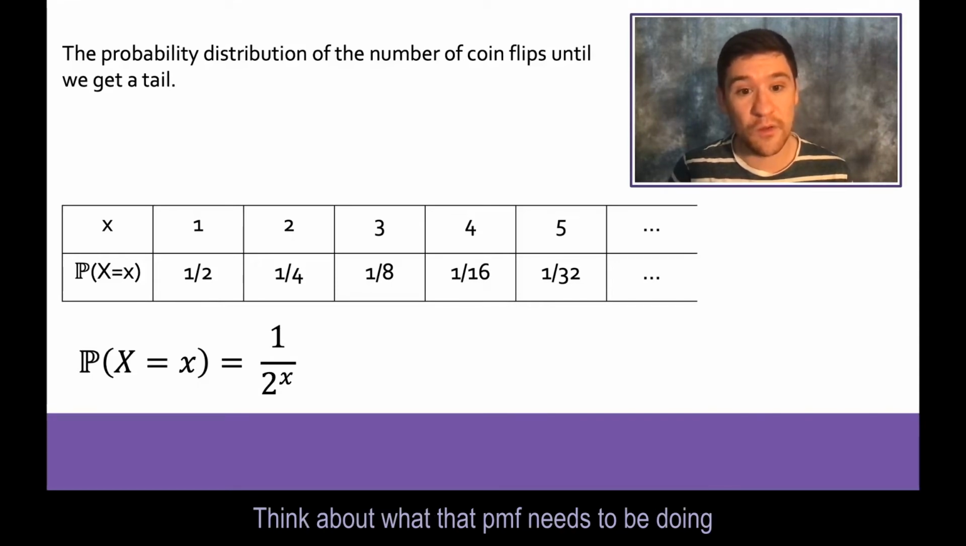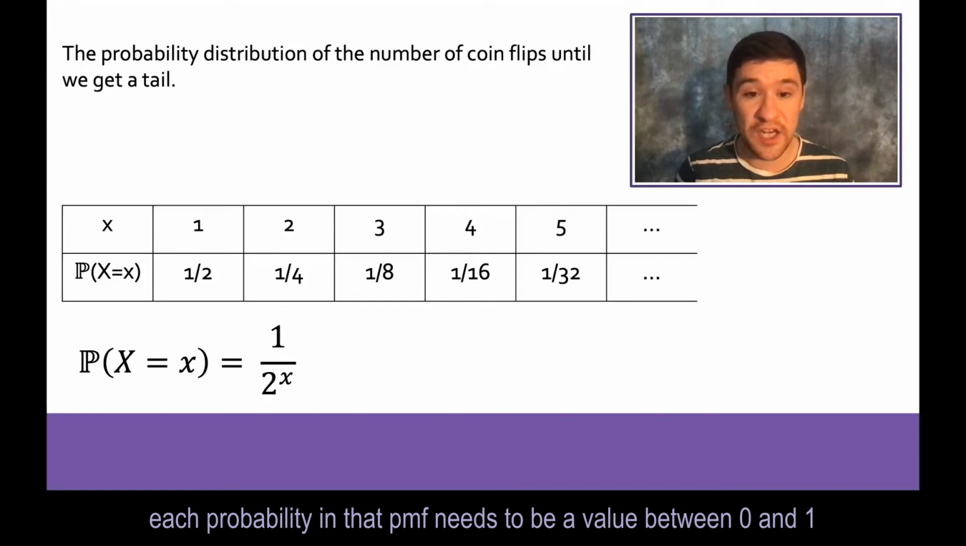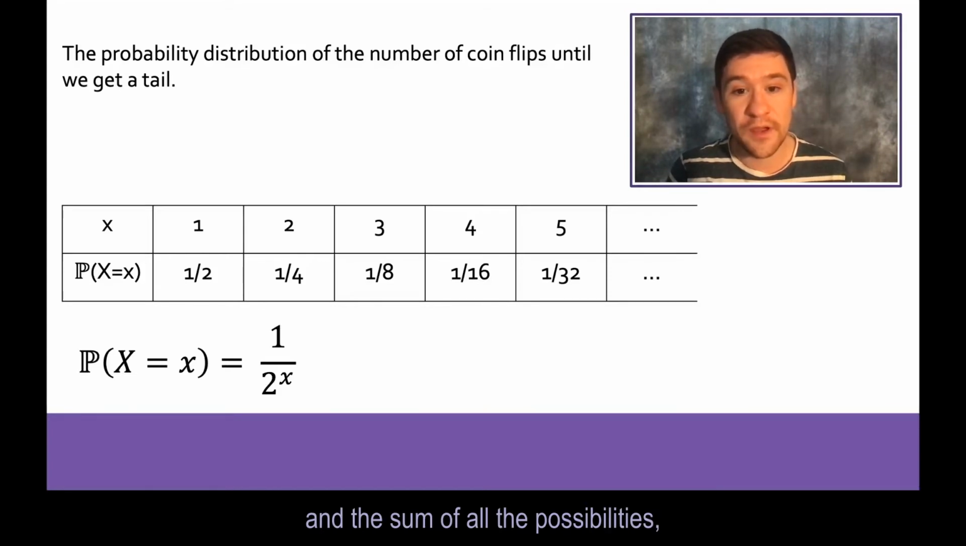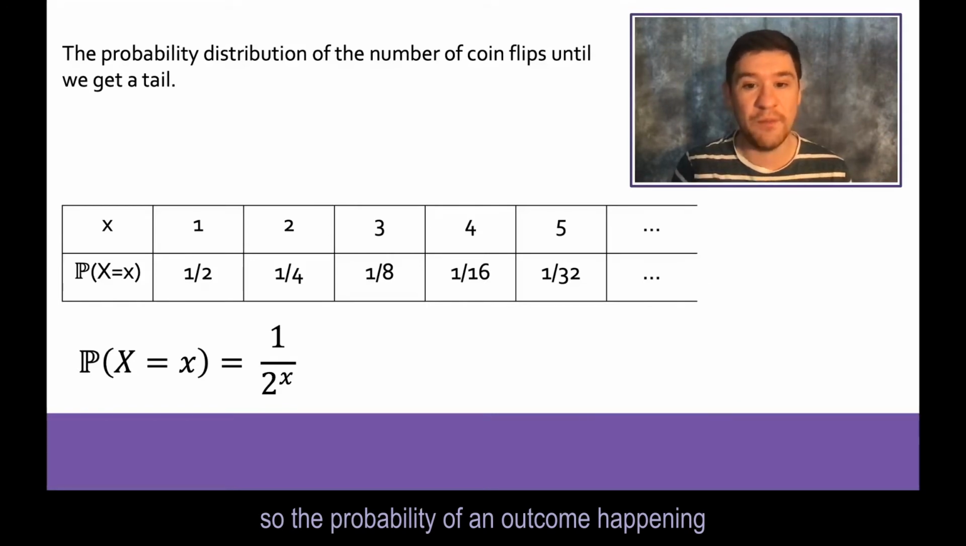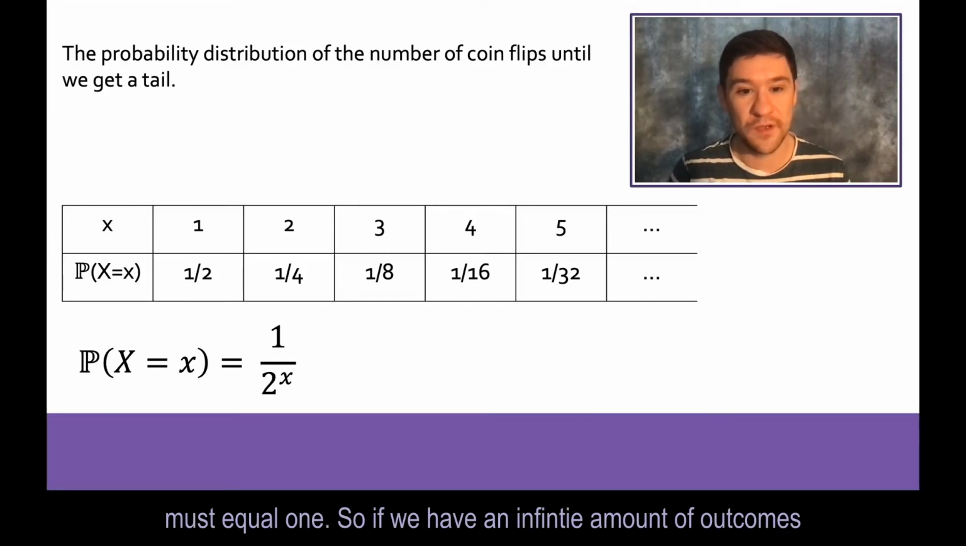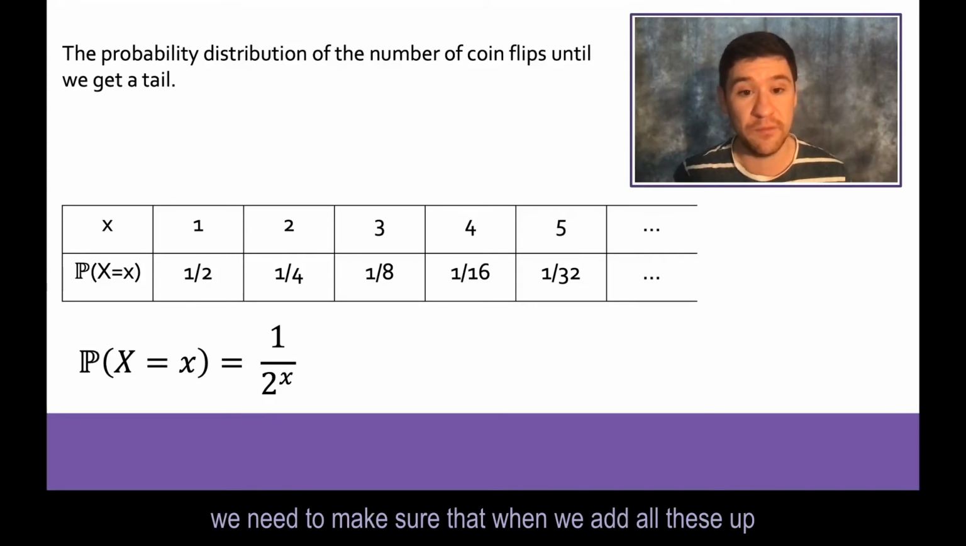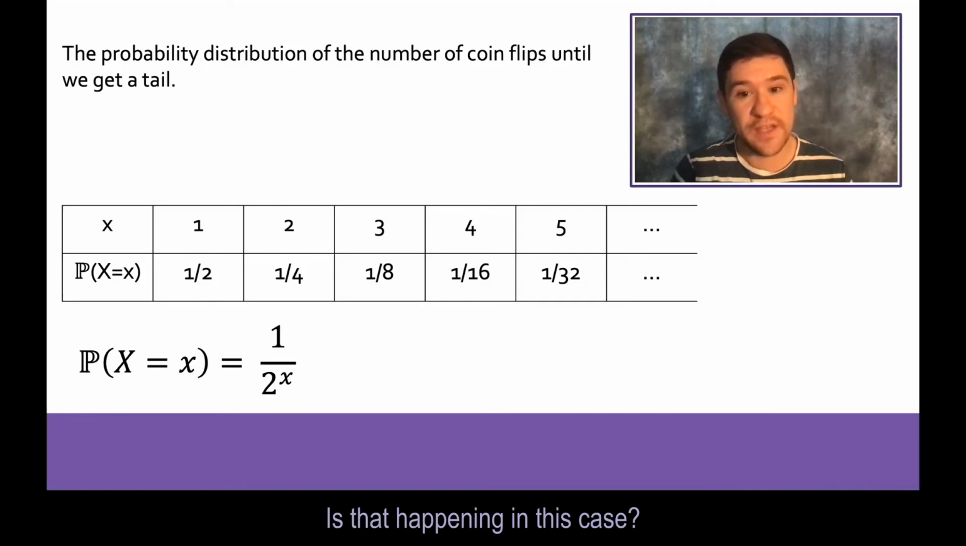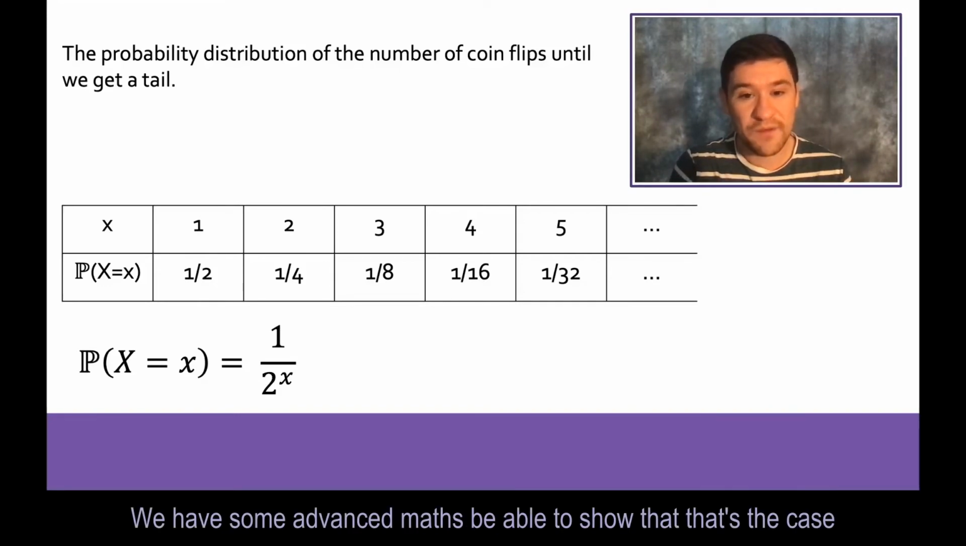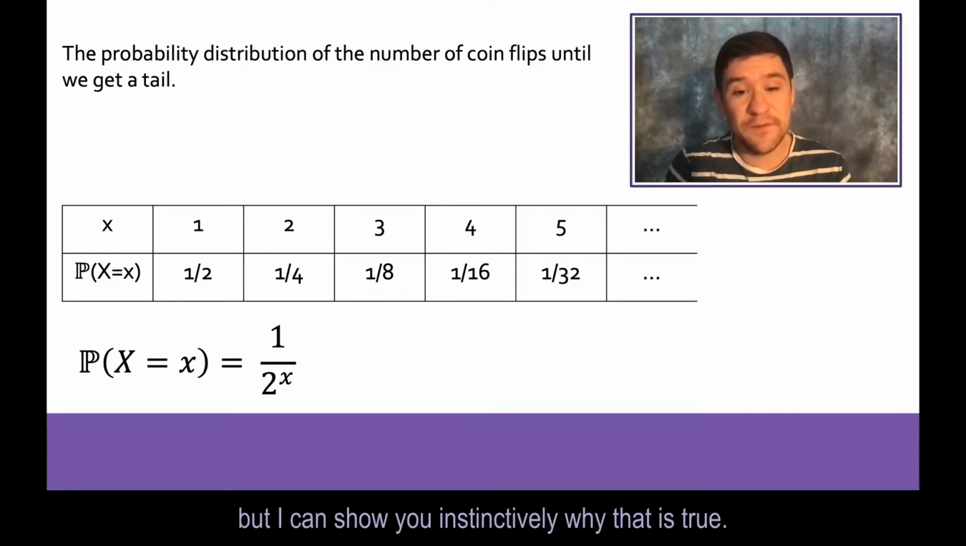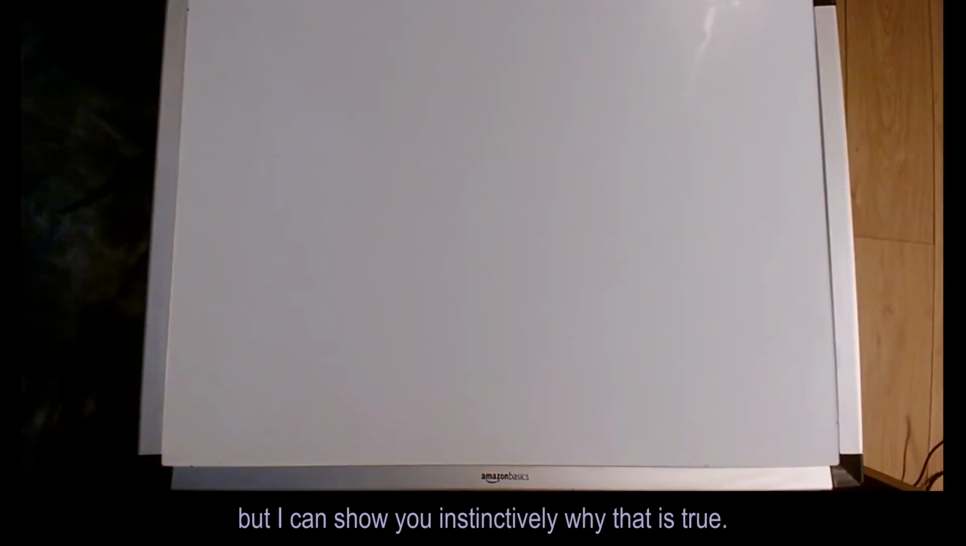And think about what that PMF needs to be doing. Each probability in that PMF needs to be a value between 0 and 1, and that's what we've got here. And the sum of all those probabilities must equal 1. So if we have an infinite amount of outcomes, we need to make sure that when we add all these up, we get 1. Is that happening in this case? We have some advanced maths to show that that's the case, but I can show you instinctively why that is true.